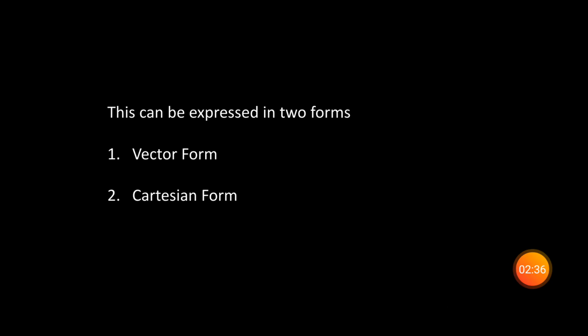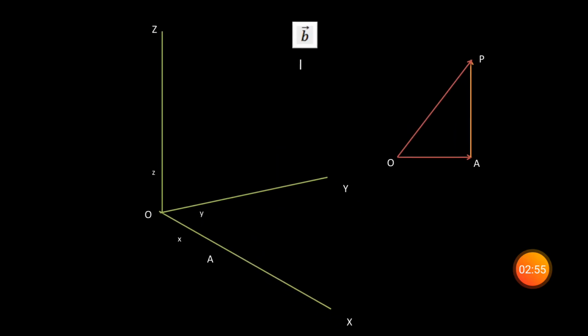This form, or every form in vectors in 3D, can be expressed in two ways. The first is vector form and the second one is Cartesian form. So our main focus is on vector form. Once we understand the vector form, it is very easy to write the Cartesian form. So for that you have to concentrate on this figure. If you understand this figure well, then it is very easy for you to write the equation.